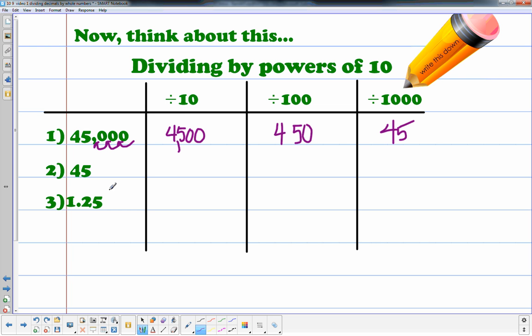All right, look at number 2. If I move the decimal 1 place to the left, I now have 4 and 5 tenths. 2 places to the left, I now have 45 hundredths. 3 places to the left, what would go in this empty space? You're right, a 0. Now I have 45 thousandths. Try number 3 on your own. Pause the video, press play when you're ready to check.